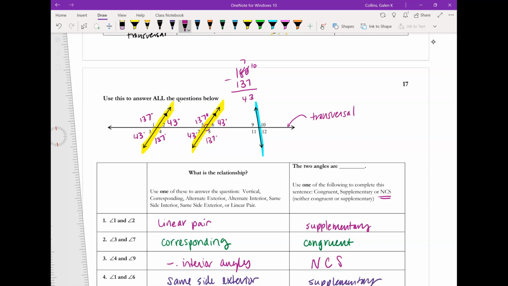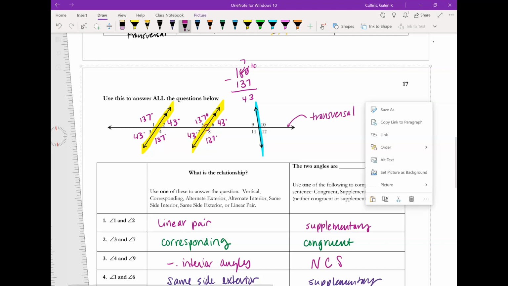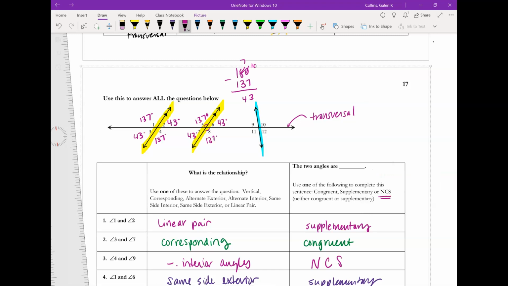So I get this pattern that the angles are supplementary, but there's this pattern that they repeat. On the blue line, though, I don't know any of those angles, because even though there's angles that correspond to 137 or 43, because this line is not parallel to the other two, we don't know any of those angles, and that's fine.